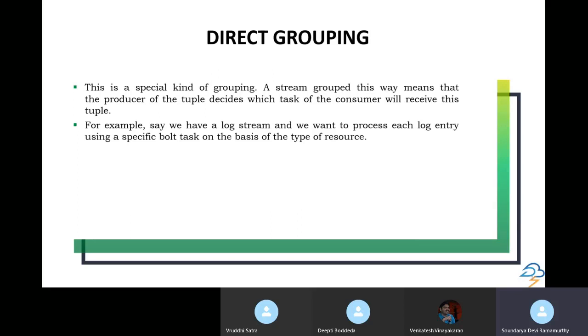This is achieved using direct streams. Each task in the target executor will have a task ID, and while emitting tuples from the source executor, we will provide that stream with the task ID, thereby ensuring that this tuple coming from the source executor will go to the task with that corresponding task ID. So this can be used for log streaming that is classified on the basis of type of resources.